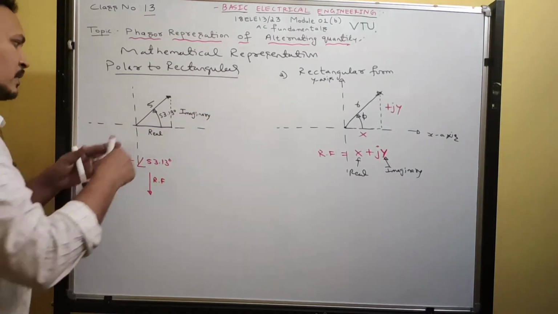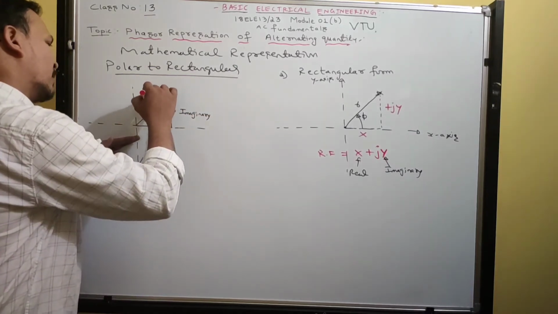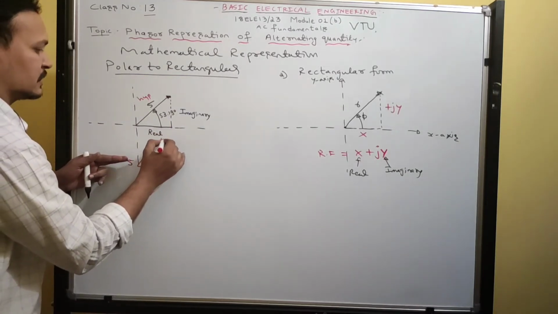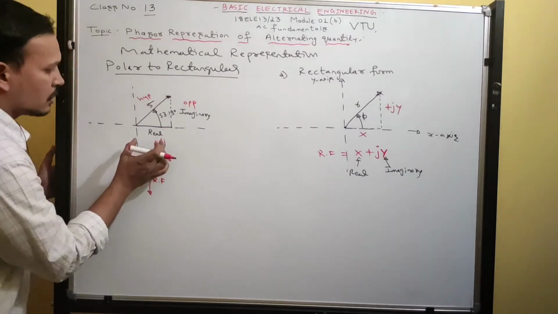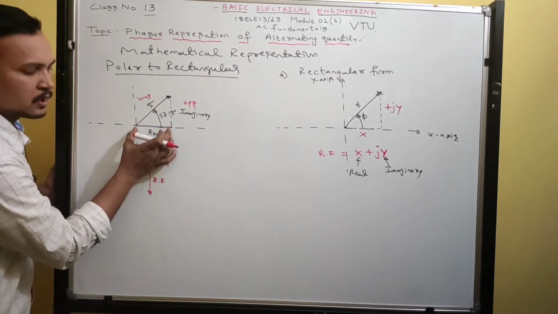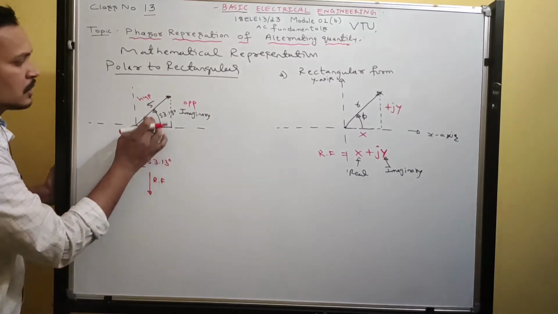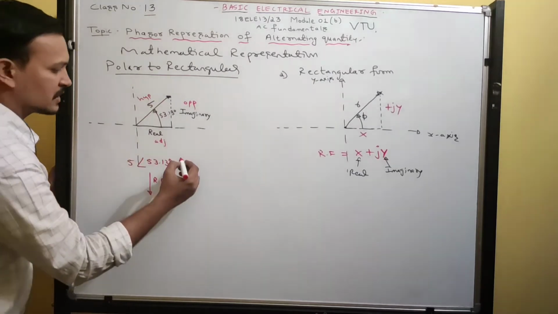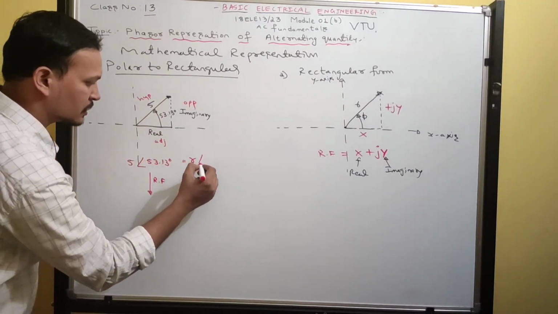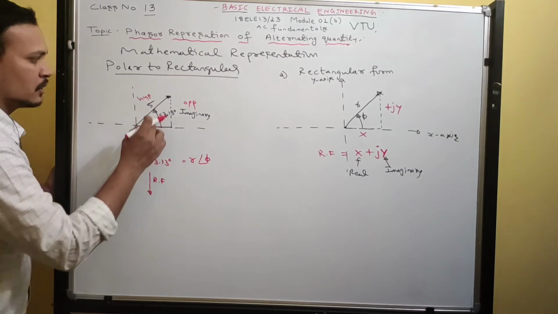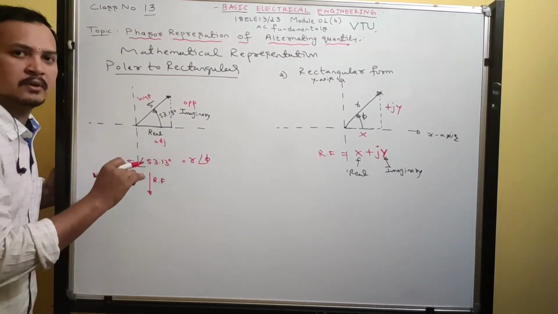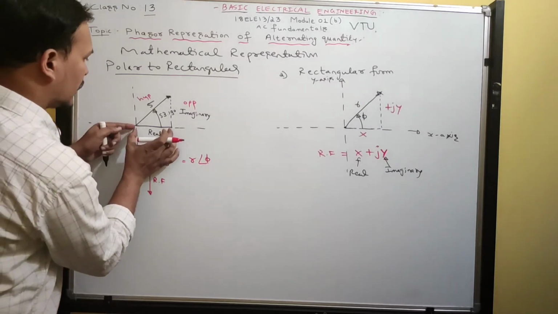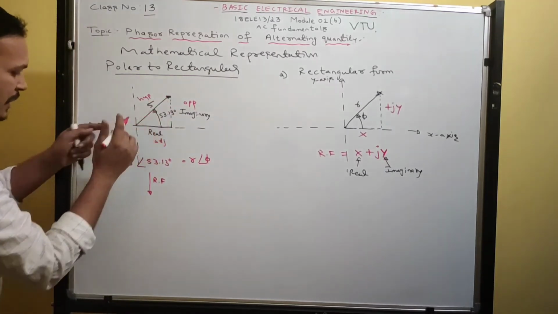Now consider, what is this side? Hypotenuse. What is this side? Adjacent. What is this side? Opposite. So how do we represent the real part? What is the basic form of polar representation? R at an angle of phi. What is the value of R? 5. What is the value of phi? 53.13 degrees.